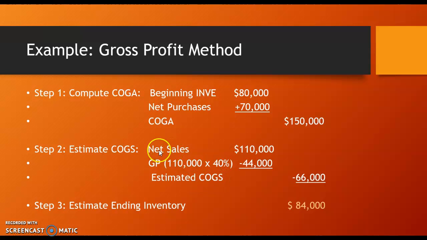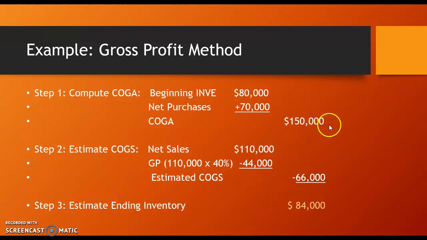Okay? So rather than saying net sales minus cost of goods sold is gross profit, we flip those and we're saying net sales minus gross profit is estimated cost of goods sold. So 40% is our normal gross profit percentage. And so we take the sales times the 40%, and that gives us an estimate of how much gross profit total dollars that we had. Okay, and so the $110,000 minus the gross profit gives us an estimate for our cost of goods sold.